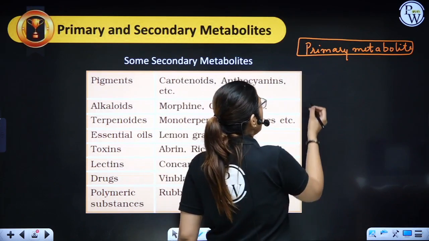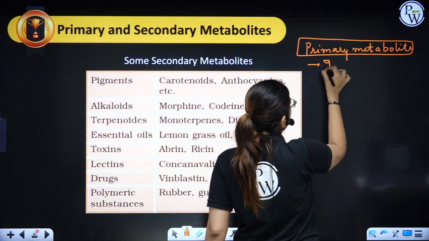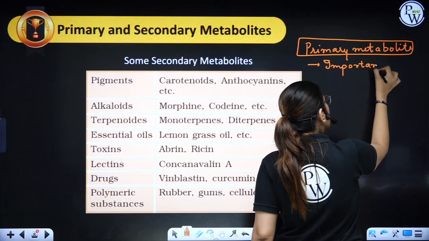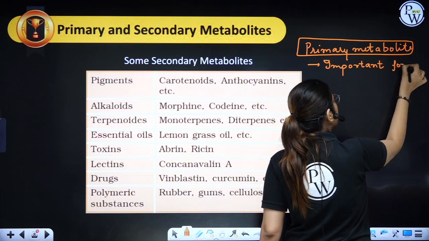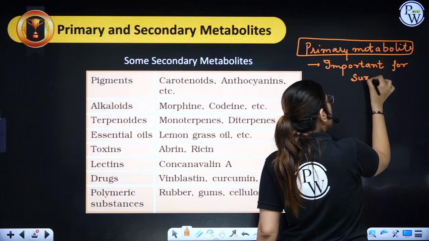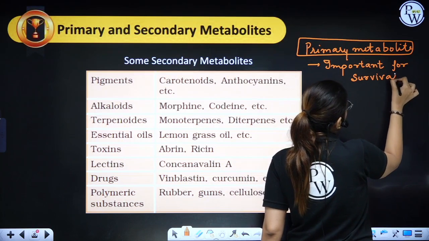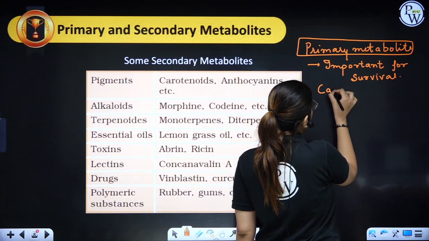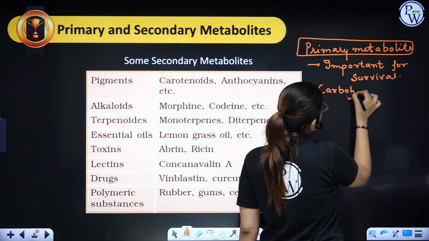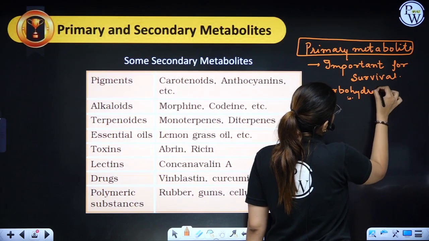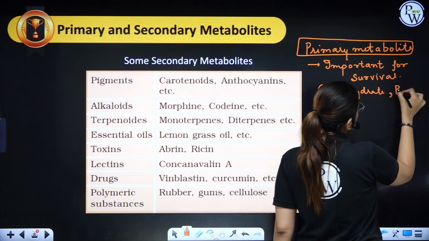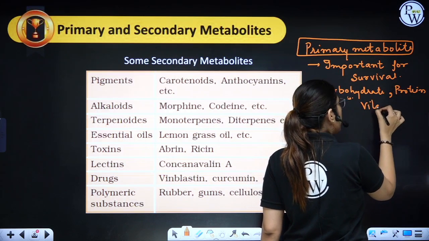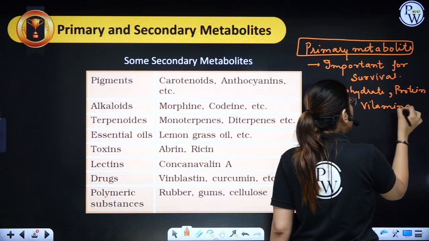Primary metabolites are those metabolites which are important for survival. For example, we have carbohydrates, we have proteins, we have vitamins. Everything will be included over here. Carbohydrates, proteins, your vitamins, lipids, all these things come under this category.